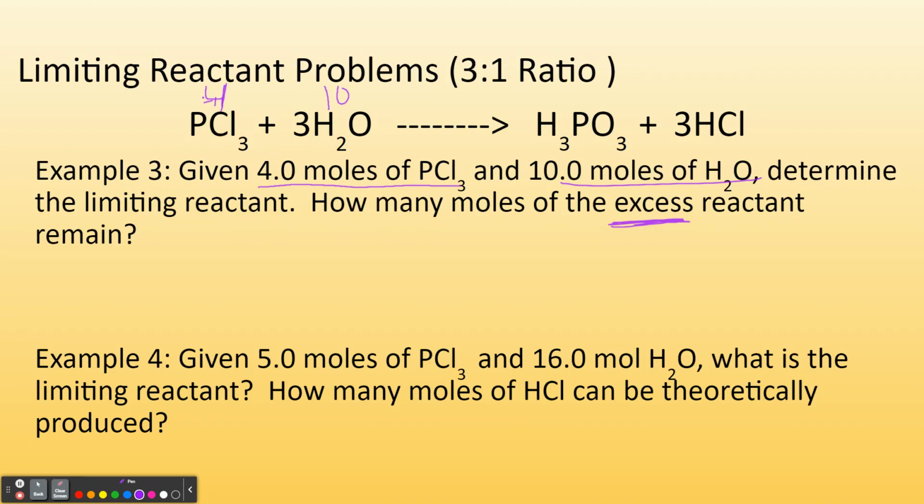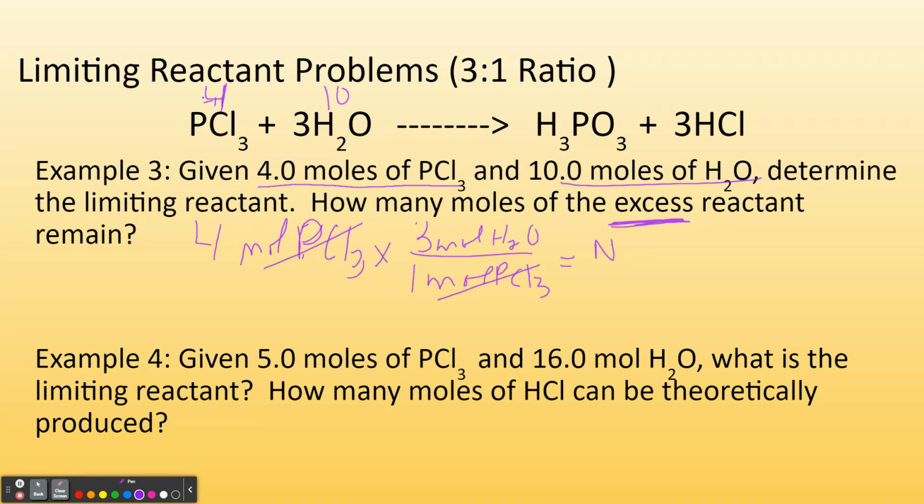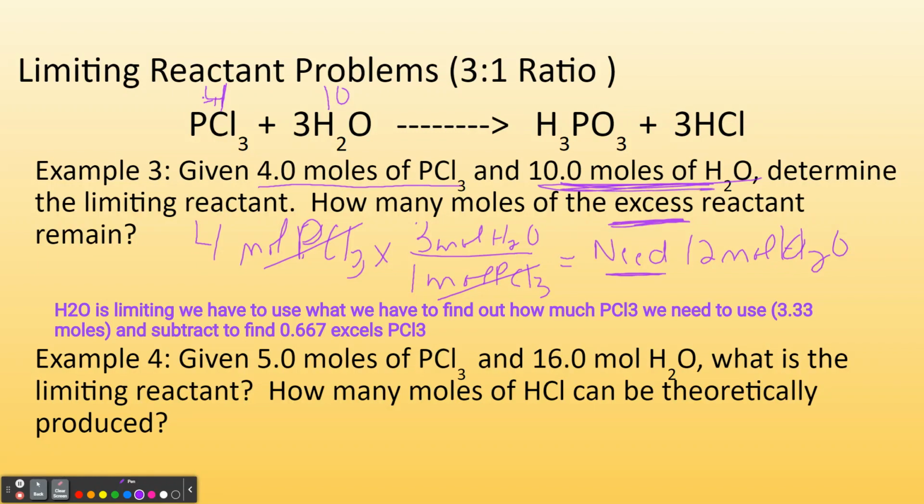For this one, we have 4 moles of phosphorus trichloride times 1 mole on the bottom of phosphorus trichloride to 3 moles of water on top. Our moles of phosphorus trichloride cancel out. We find we need 12 moles of H2O to react. We need 12 moles. We only have 10 moles.